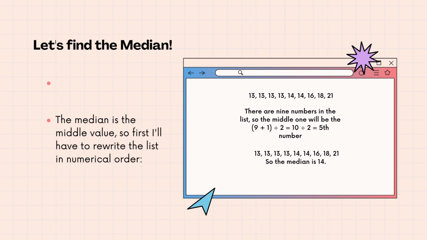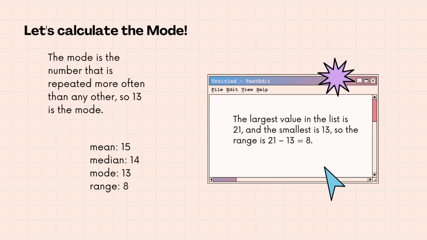For the mode, it is the number that is repeated more often than any other. So 13 is the mode. The largest value in the list is 21 and the smallest is 13. So the range is 21 minus 13, which equals 8. So our mean for the first question is 15, the median is 14, the mode is 13, and the range is 8.